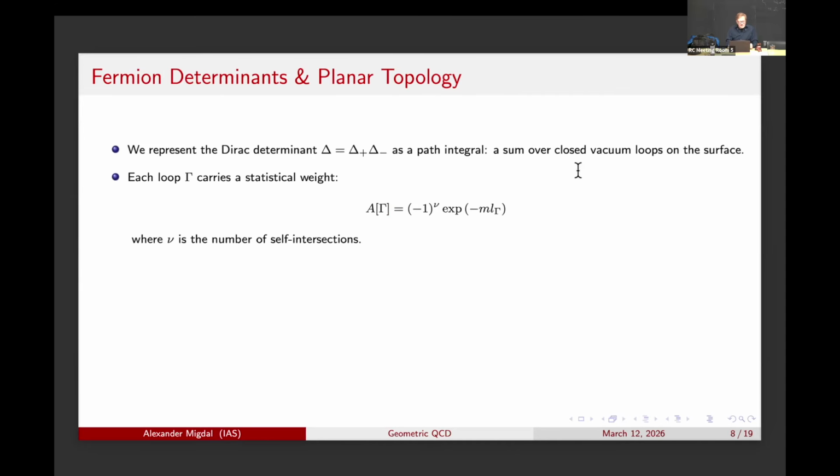So let's consider this Dirac determinant. We have this integral over fermions. There are the plus and the minus components. They're independent, and we have a product of two determinants. And each one of these determinants is equivalent to a sum over all paths. Okay? Actually, it's not quite a sum over all paths.